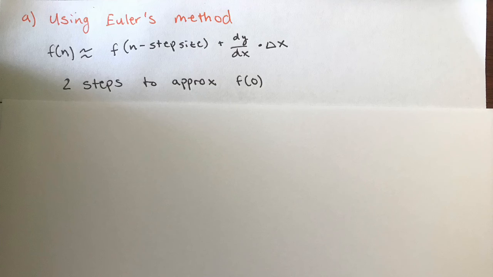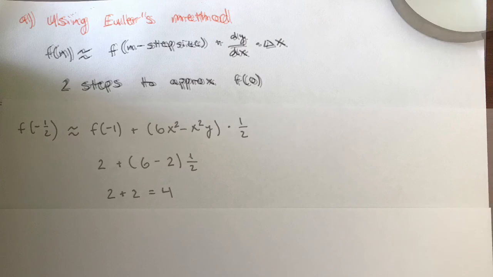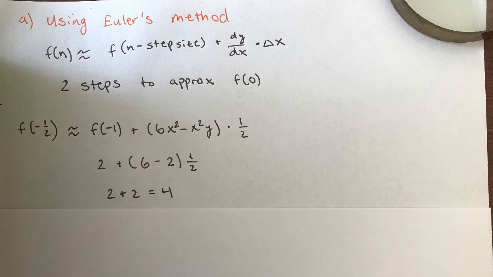So before we start the problem, I want to begin by defining Euler's method, and we can do this by setting f of n is approximately equal to the function of n minus the step size plus the slope, which is dy over dx, times change of x. So in order to approximate f of 0, we need to use 2 steps of Euler's method.